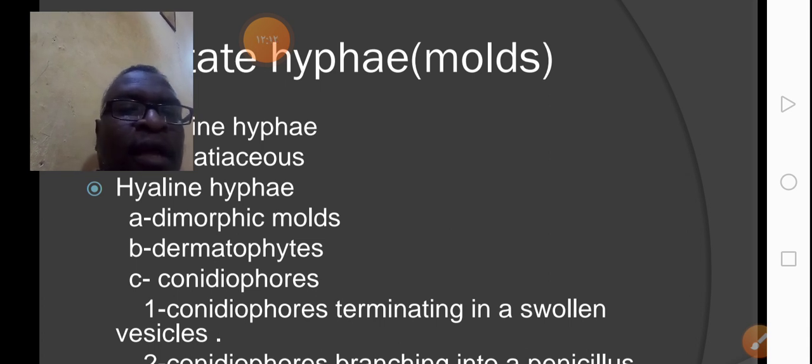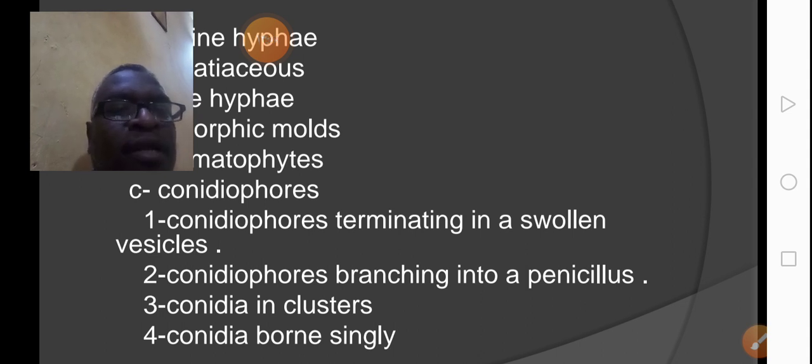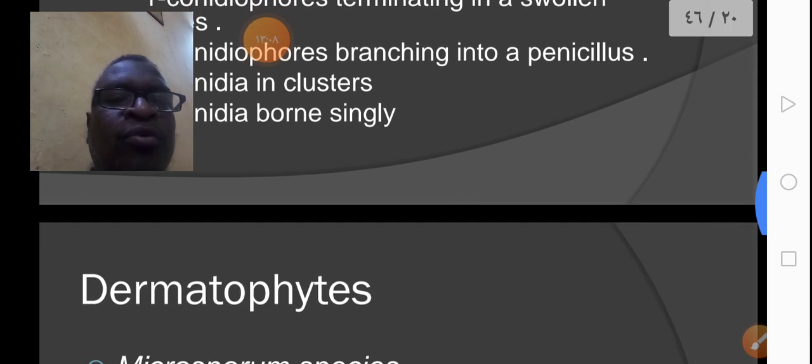We have conidiophores. A conidiophore is a means of reproduction, terminating in a swollen vesicle, and conidiophores branching into penicillus. Also, we have conidia. All these parts in group C are ways of reproduction; we will go further into them in the part of the lecture about reproduction. We'll speak in detail about conidiophores, the method, and which group belongs to what, and how each group can reproduce. Conidiophores terminate in swollen vesicles, and sometimes a very special type of vesicle, like Aspergillus. We also have conidiophores branching into penicillus, like Penicillium. We have conidia that can be produced in a cluster, and conidia borne singly, one at a time, and this leads to differentiation between different groups according to the conidiophore.